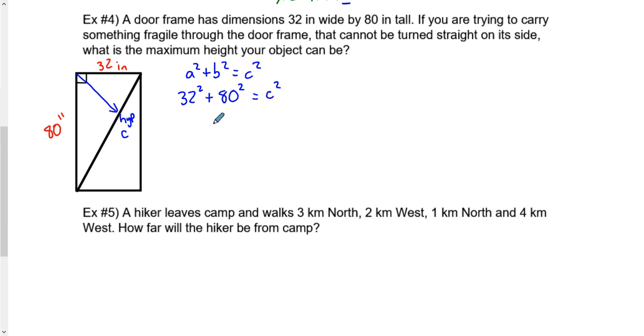And by using my calculator, 32 squared, so 1,024. 80 squared should be 6,400. We add them together, so that would equal c squared. Add them together, you obviously get 7,424. That would equal c squared. But I don't want c squared. I don't want the area of a square that's built off of that side.